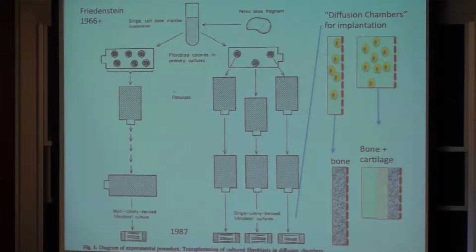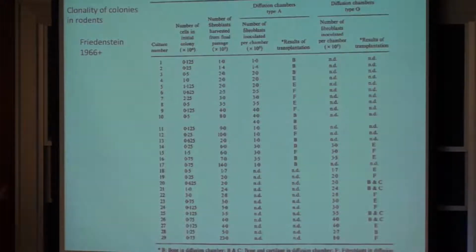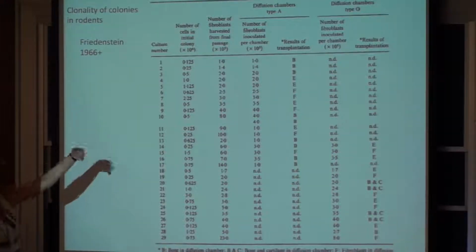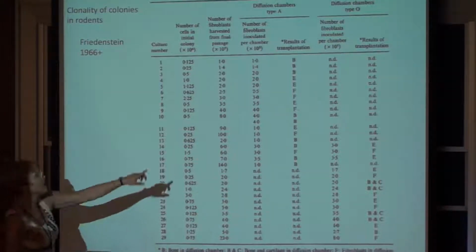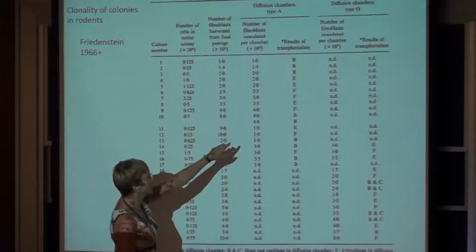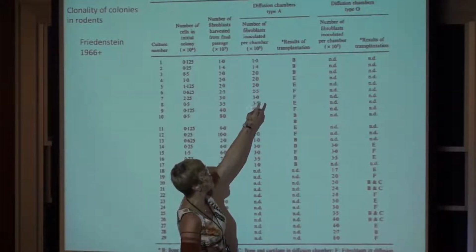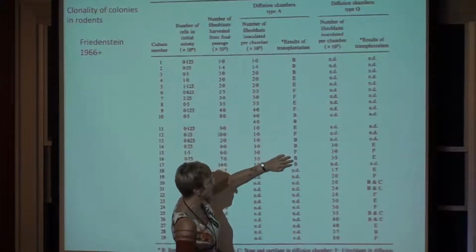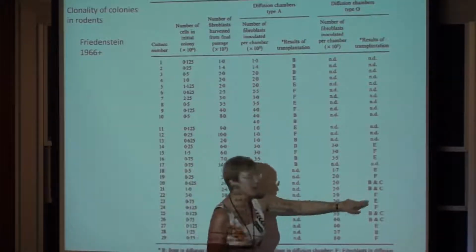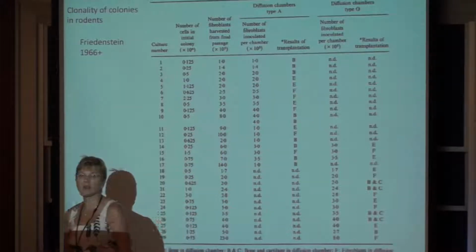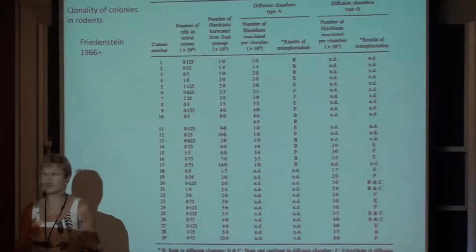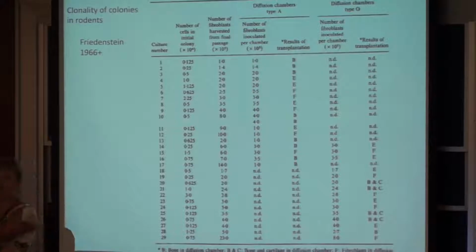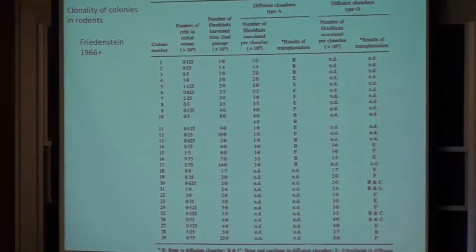You're not going to be able to read all of this. This is just a huge summary of his data, saying how long he passaged them, whether they were clonal or not. But he's giving the outcome where he's got bone, bone, empty, empty, fibroblast, fibroblast, bone, bone, fibroblast, fibroblast, not determined, bone and cartilage. So he really documented and gave the very first early evidence that a single stromal cell could give rise to more than one tissue. Okay, so this was revolutionary.